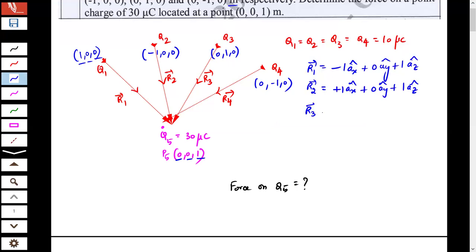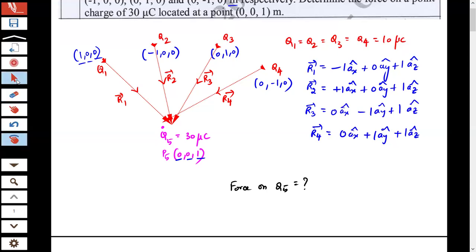R3 vector will be 0 AX cap minus 1 AY cap plus 1 AZ cap. And R4 vector will be 0 AX cap plus 1 AY cap plus 1 AZ cap. Then we should find the magnitudes of vectors R1, R2, R3, and R4.